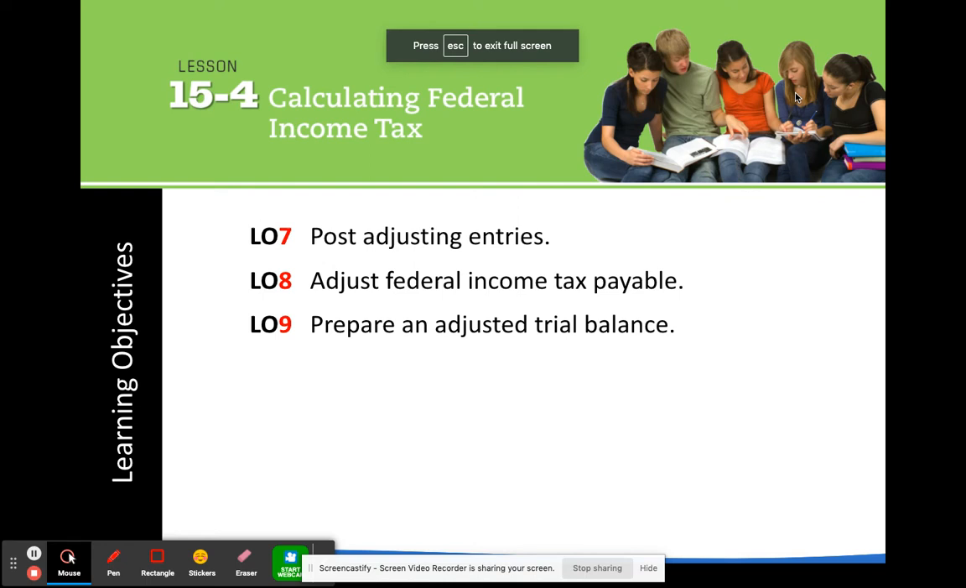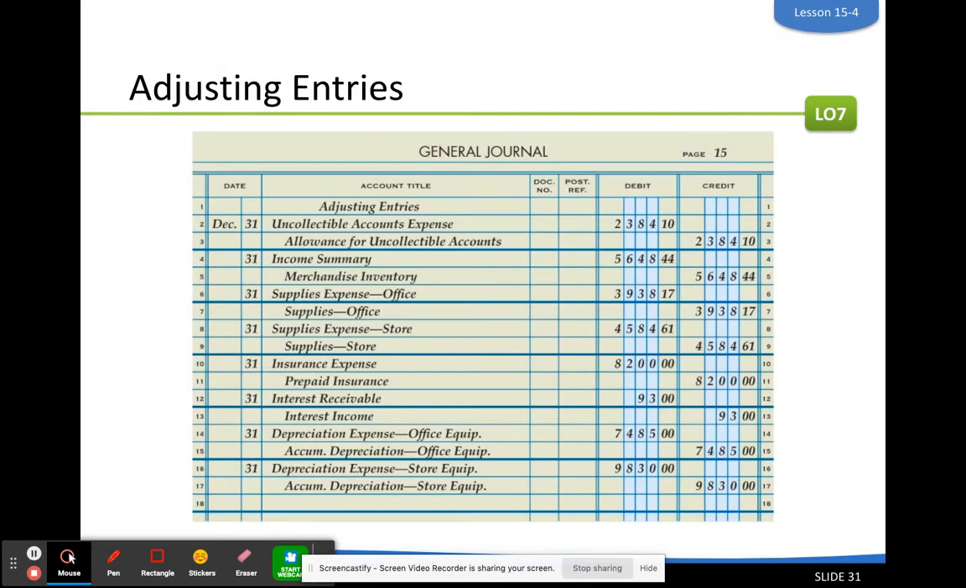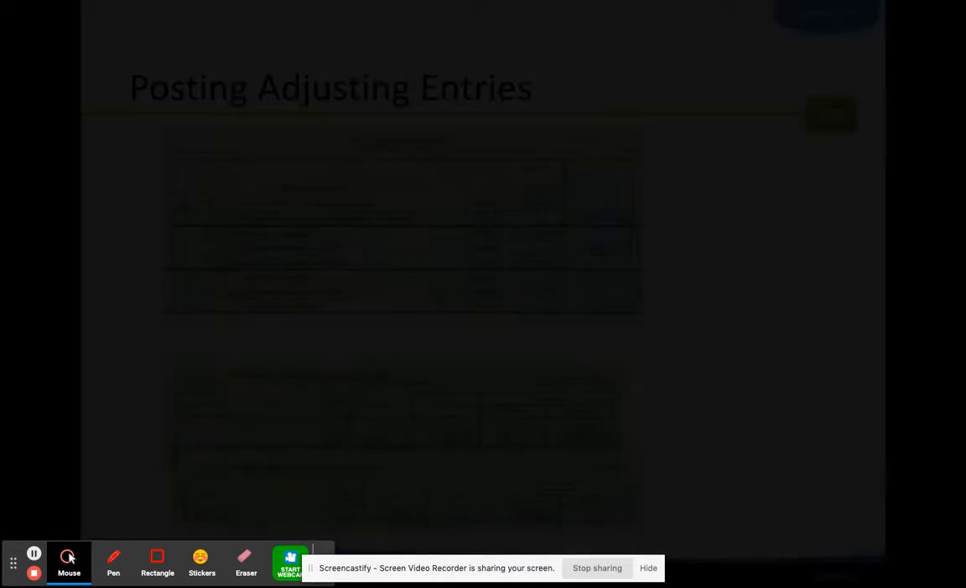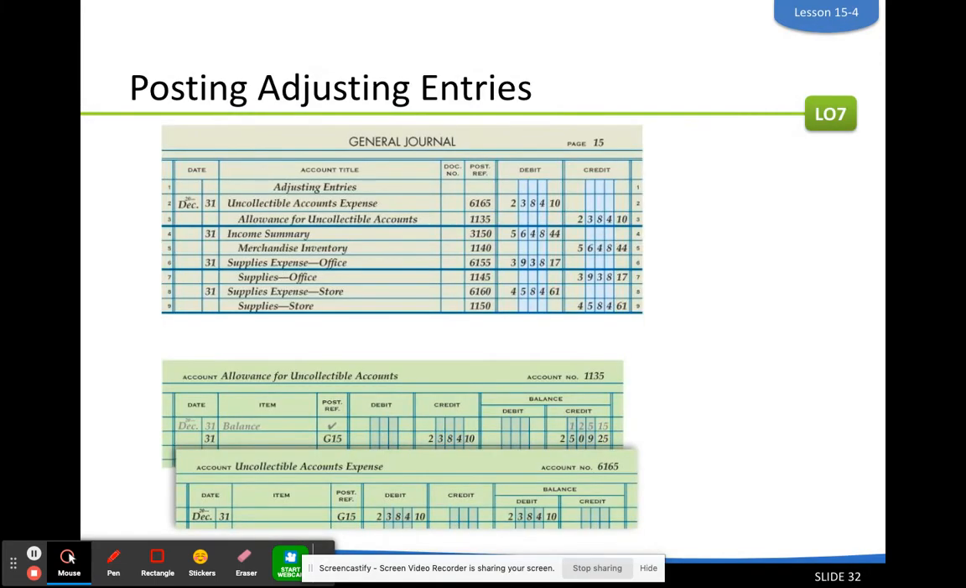In Section 15-4, we have to do our final adjusting entry for federal income tax payable. Prior to doing that, we need to post adjusting entries and prepare an adjusted trial balance as well. So here are the adjusting entries we've done up to this point. We need to post all of those into the ledger in order to update all of those account balances to be as accurate as possible before we create our income statement and balance sheet.